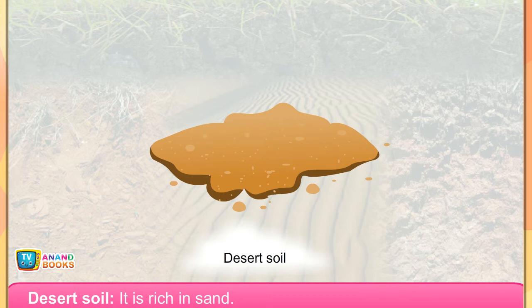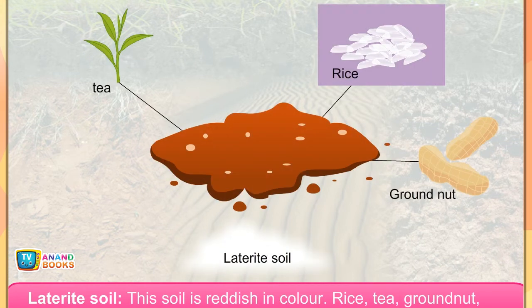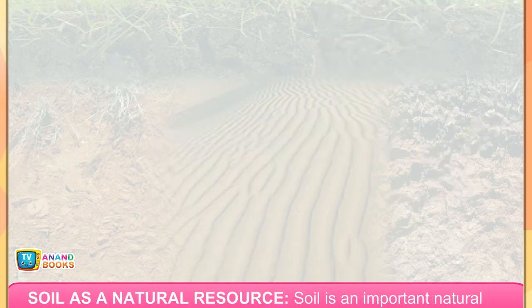Number 5. Desert soil. It is rich in sand. Number 6. Laterite soil. This soil is reddish in color. Rice, tea, groundnut, rubber, etc. are cultivated in this soil.